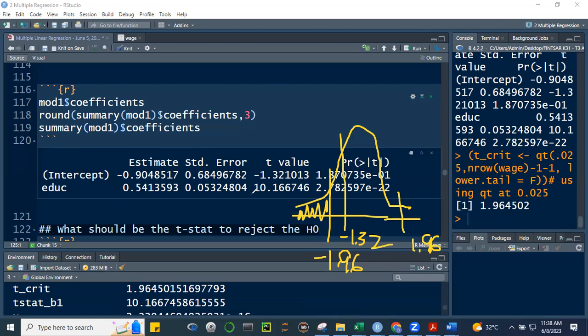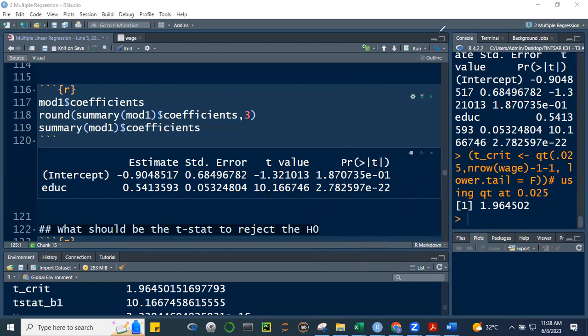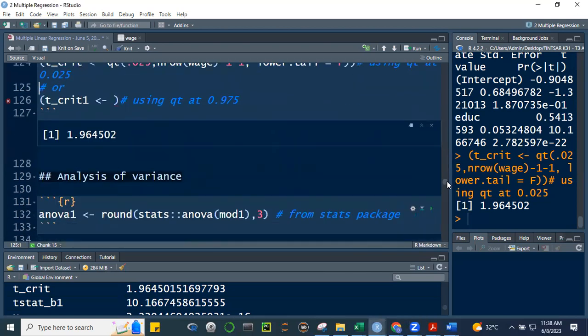On the other hand, sa education, our t-value is 10.16, so it's here, no? To the right of 1.96. Nasa rejection region siya. So that's why we are rejecting the null hypothesis that our B1 is equal to 0. Okay, so this is just a very quick review of your basic stat natin dati. If you have forgotten it, I hope this serves as a good review for us.